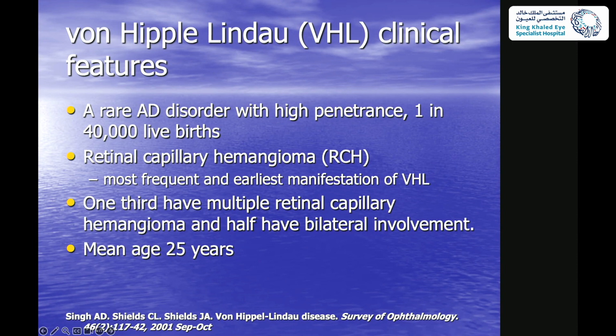Essentially, it is a rare autosomal dominant disorder with a very high penetrance, occurring in about one in 40,000 live births. And interestingly, the retinal finding, the retinal capillary hemangioma, is probably the most frequent and the earliest manifestation of von Hippel-Lindau. A third of the patients have multiple retinal capillary hemangiomas, and half of them are bilaterally involved. And the mean age is around 25, so it affects young patients more commonly.